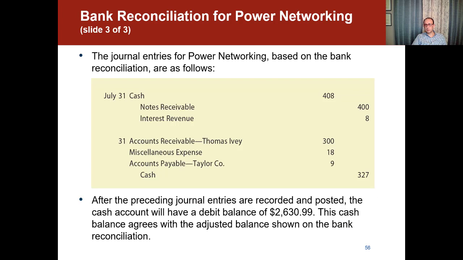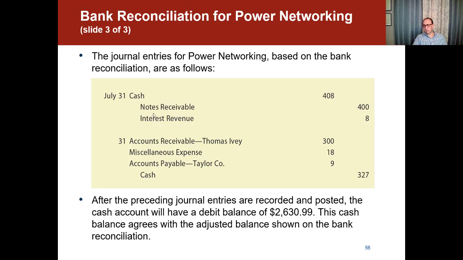So what are the journal entries needed? We need to make journal entries to update our records with the information that we didn't know about. This is the information that we brought from the bank statement. In our case here, we have a few things that we needed to update. First of all was the note receivable that was collected on our behalf and its interest. We also need to make sure that we record the non-sufficient funds, the bank service charges, and correct the error.